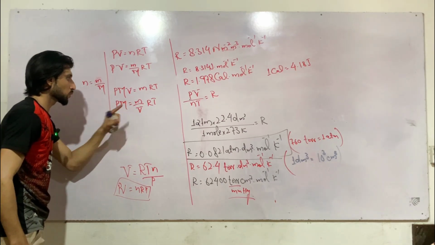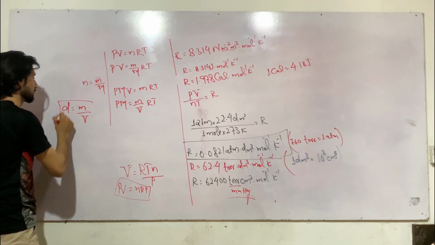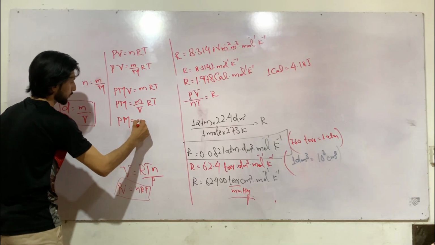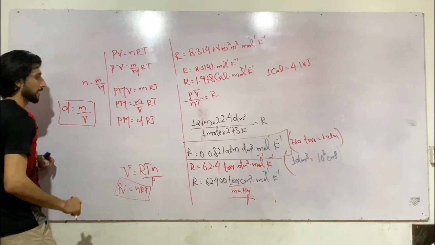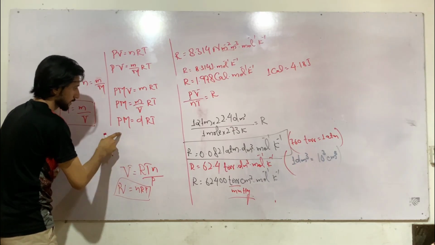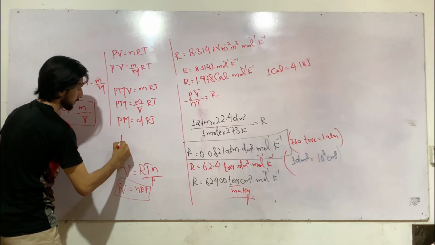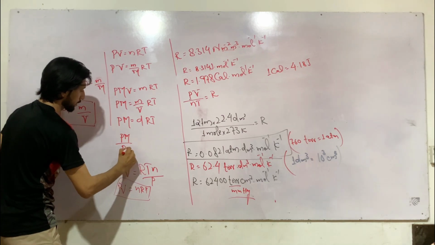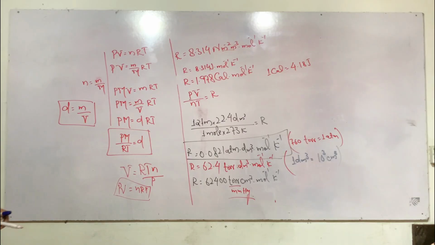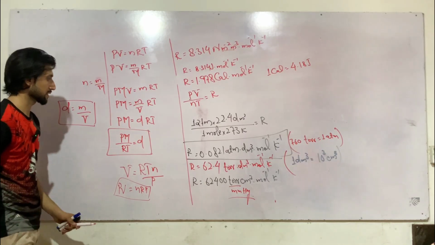And mass per unit volume is called density. Density is equal to mass per unit volume. This is the definition of density. So I can replace it: PM is equal to density times RT. Now I want to find density, so I can shift RT to the denominator. PM over RT is equal to D. So you can find the density of a gas if you know its pressure, temperature and molar mass. It is very easy to find the density of a gas.